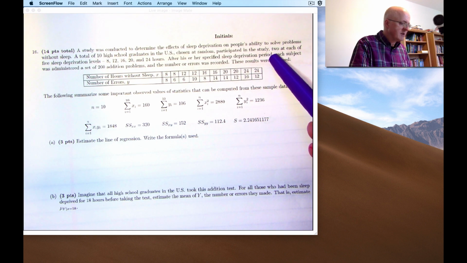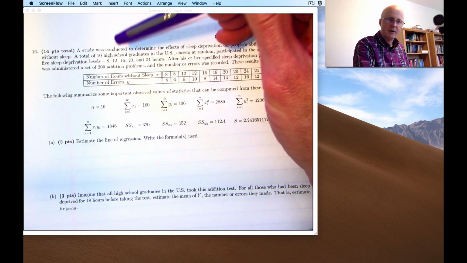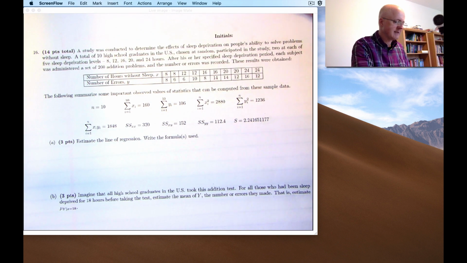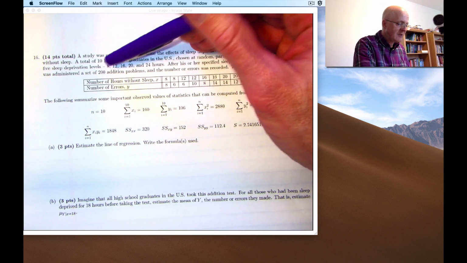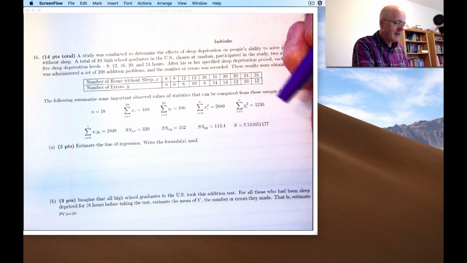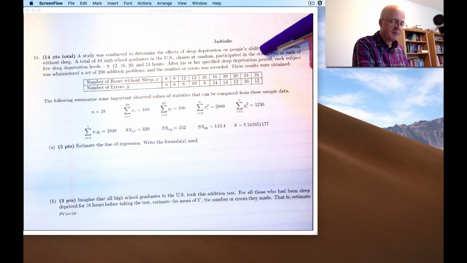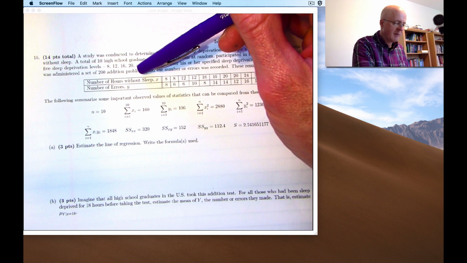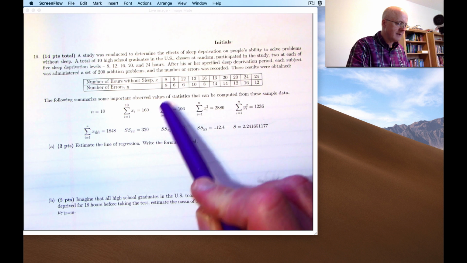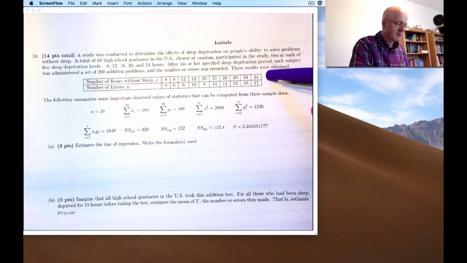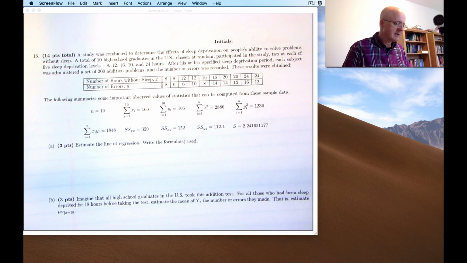And participated 2 at each of 5 sleep deprivation levels, where these are the number of hours where they did not get sleep before they took the test. I guess they take the test soon after they wake up or something like that. 8, 12, 16, 20, and 24 hours. After his or her specified sleep deprivation period, they're subject to 200 addition problems. These are high schoolers, so they should be able to do them fine. But the number of errors is recorded and the results are obtained. So X, again, is the number of hours without sleep. Y is the number of errors. And you can see, generally speaking, in glancing over this, that the more hours without sleep, the more sleep deprived they are, that the more errors they do make in general.